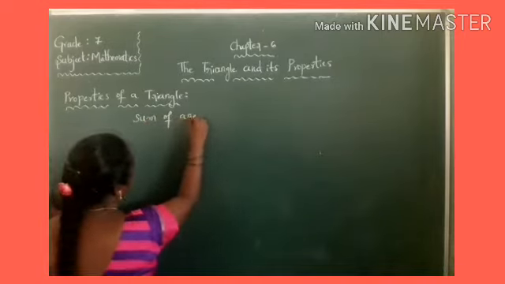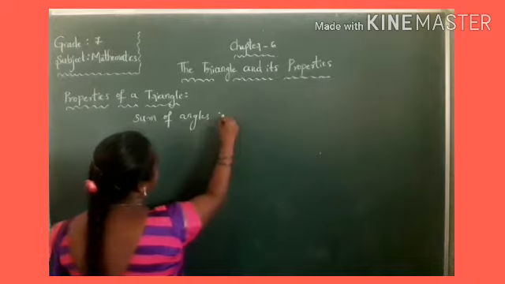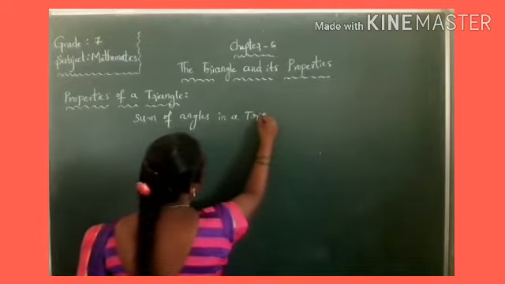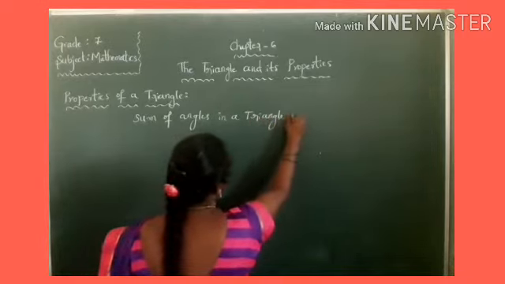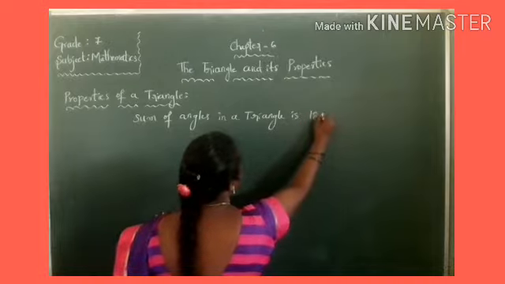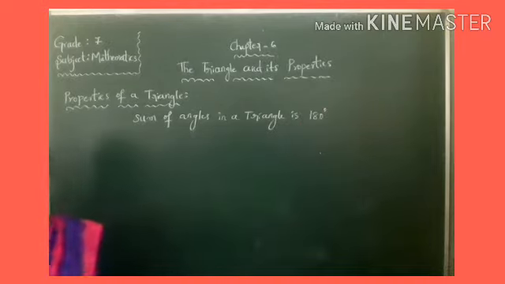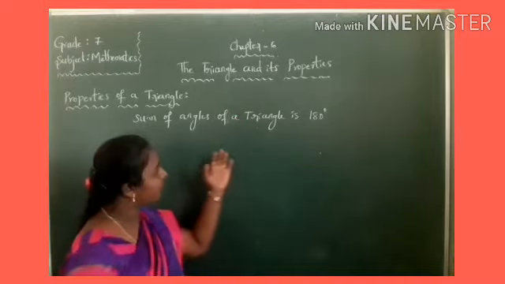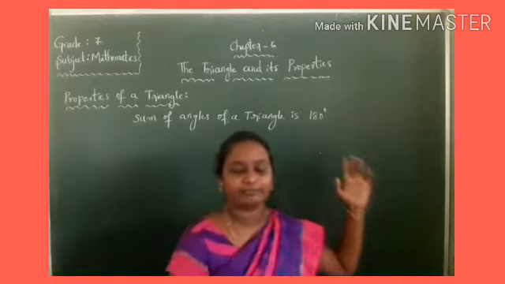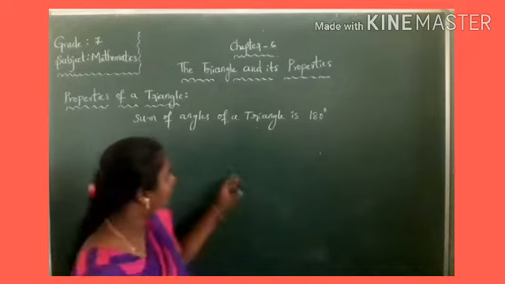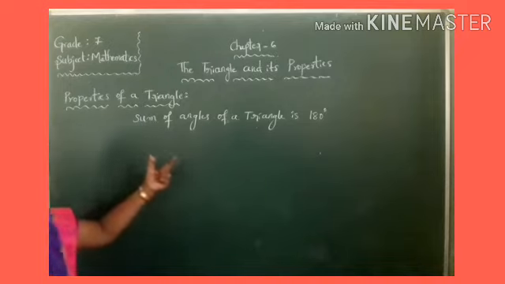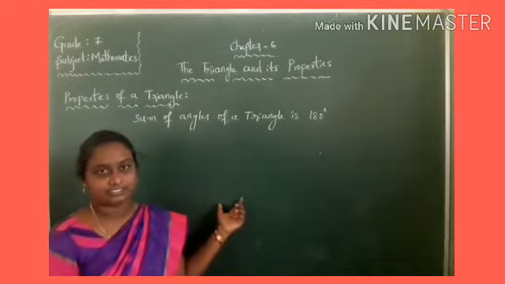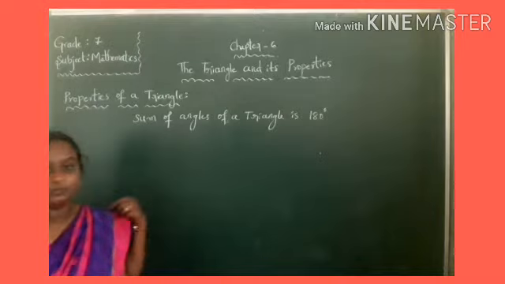The sum of angles in a triangle is how many degrees? 180 degrees. One more property is the sum of angles of a triangle is 180 degrees. How are all the angles in a triangle 180 degrees? So we have to prove it now.